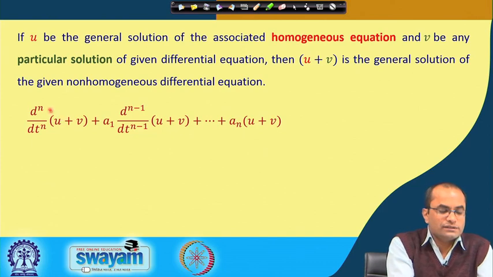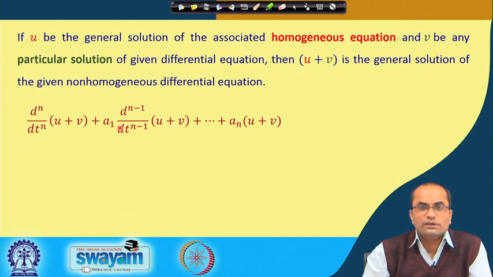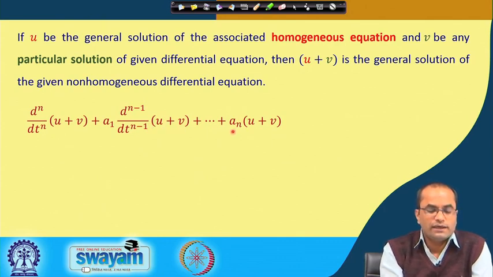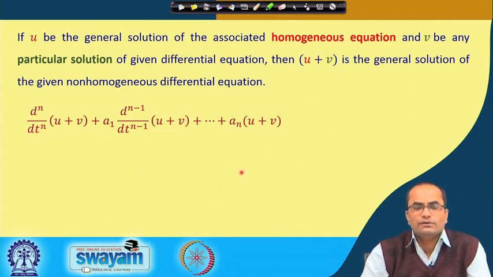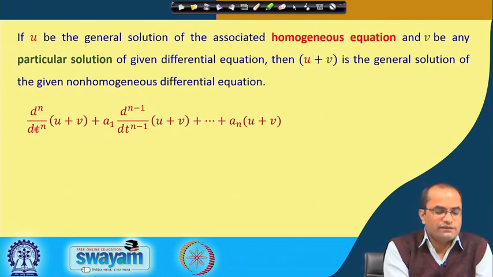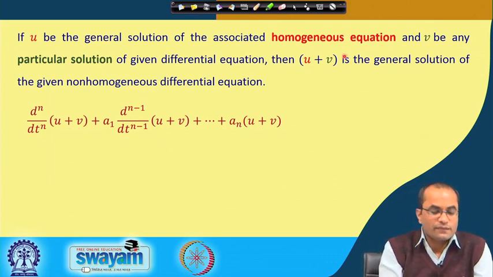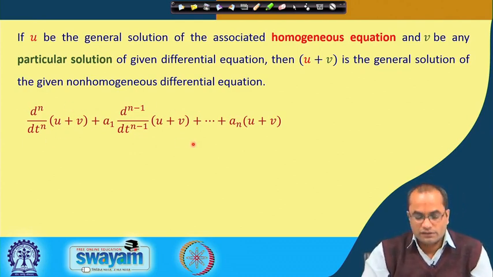So for that we will consider the left hand side of the equation, and substitute u plus v into the equation. Here we have the nth order derivative of u plus v, the n minus 1th order derivative of u plus v, and so on, up to a n times u plus v. Here we have taken t as the independent variable, one can take x also. Since we have taken t here, let us assume u is a function of t and v is also a function of t. Here we want to check whether u plus v satisfies the given differential equation or not.